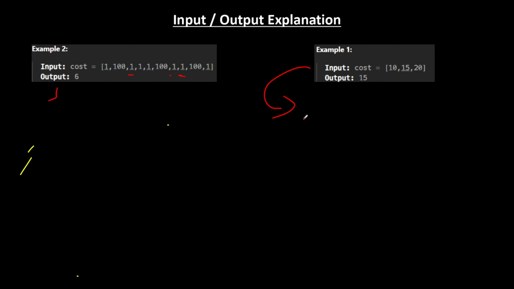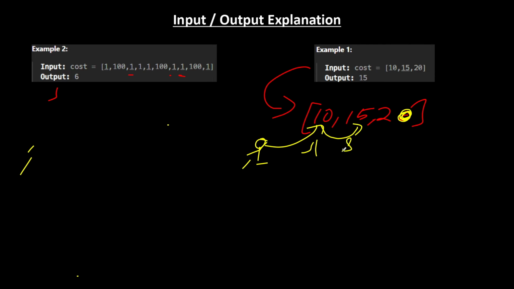Let's understand this example too. So if this is what is given to us, 10, 15 and 20. If you start from here and say 10 looks smaller, so I will take 10 first, which is step 1. And if I take step 1 again, I get 15, which is less than 20. Then from here I will take step 2 and come out, so the total sum comes out to be 25.